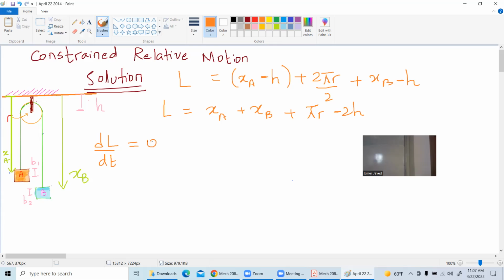VA plus VB, yes, plus V, because pi r is not changing. If you take the derivative, yes, that's what I'm saying. The length of the rope is not changing, so dL by dt is 0. The rope's length remains constant, therefore the velocity of A equals the velocity of B.